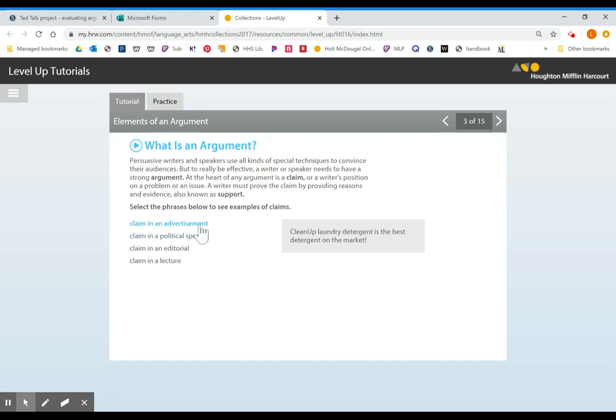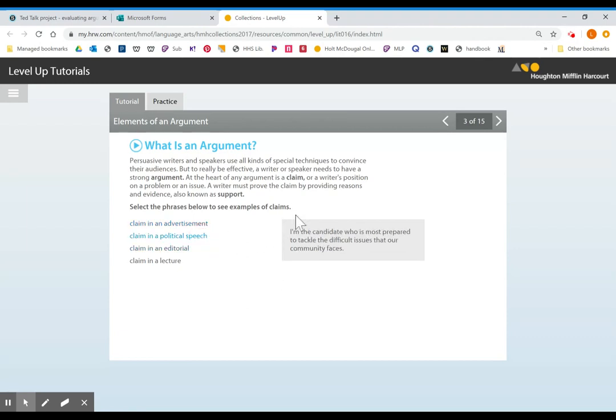Okay, so here are some examples. A claim in an advertisement: Clean Up laundry detergent is the best detergent on the market. The claim here is that this particular type of detergent is the best one out there, right? So if you saw this in an advertisement, they would be trying to convince or persuade you that this brand is the best. That's their claim. And in that advertisement, they wouldn't be able to just say that. They would have to back it up with some support, which we'll talk about in a second.